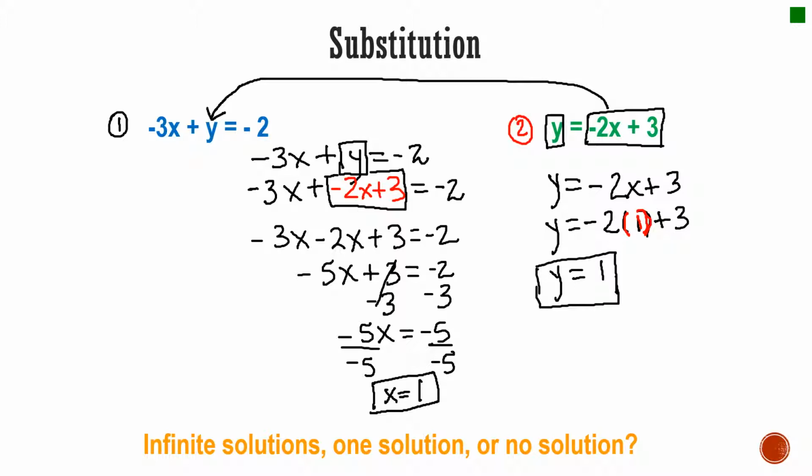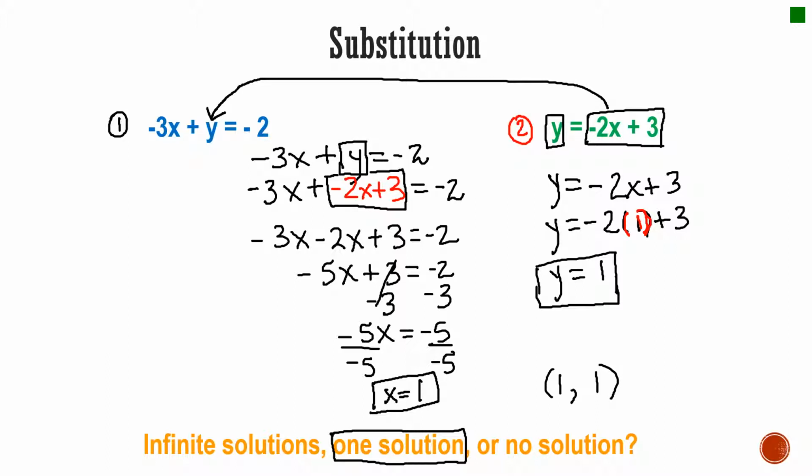So the solution to this system is (1, 1). And that means I have one solution. Now, a good thing to do is always to check your solutions just to make sure that you're correct. So I'm going to do that.